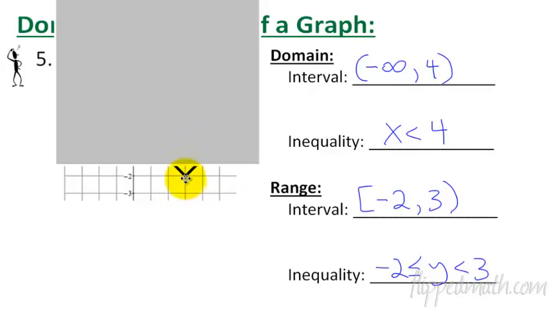And then you can see here it starts at -2. We assume with graphs that it actually touches that point, so we're going to say it's at -2 with a bracket. And then it keeps going.